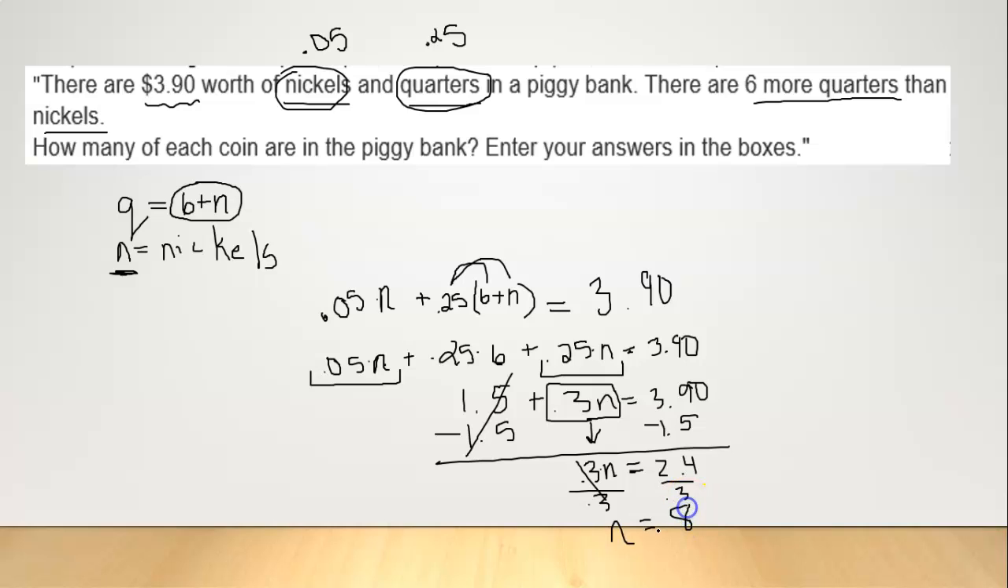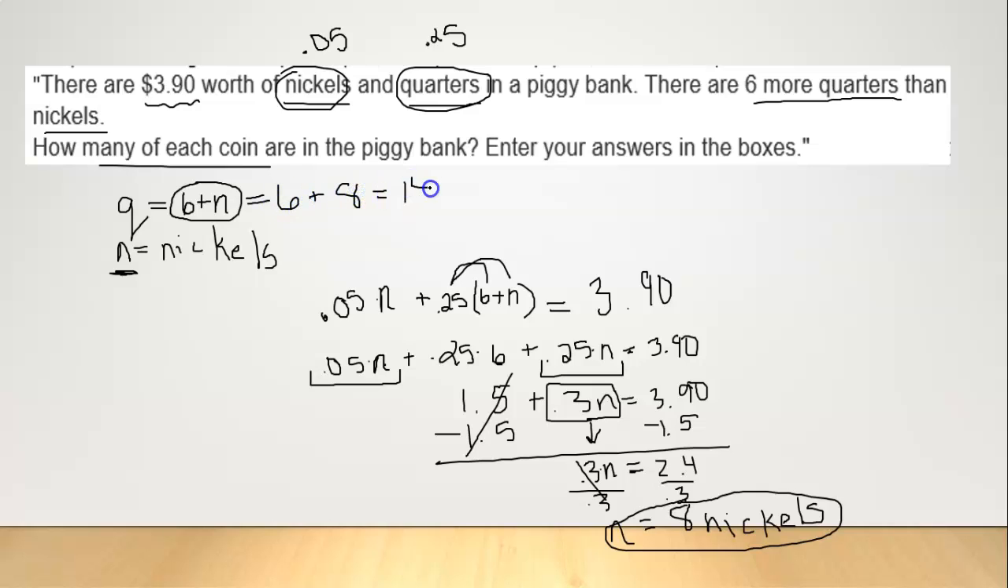So funny how all those decimals came down to an 8. So there are 8 nickels. Now it did say how many of each coin. So once you find the number of nickels, this is n, right? All you have to do is essentially plug that back in up here where n is. So the quarters would be 6 plus 8, which is 14. So there are 14 quarters and 8 nickels.